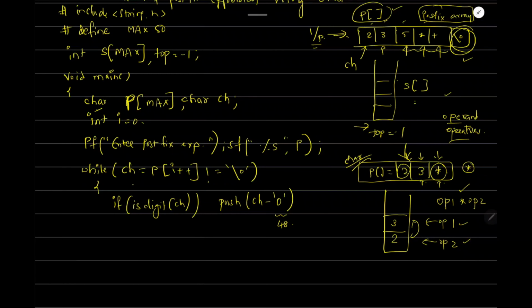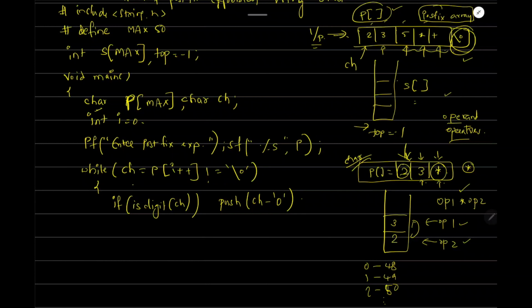The ASCII value is 48, and for ch, if let's say it is 2, the ASCII value will be 50. So if you do the subtraction, you will be getting 2 only. So for 0 the ASCII value will be 48, for 1 it will be 49, and for 2 it will be 50, and it goes on like that. So this is one of the simplest ways to extract the digit from the character, by just subtracting the ASCII value of 0. Okay.